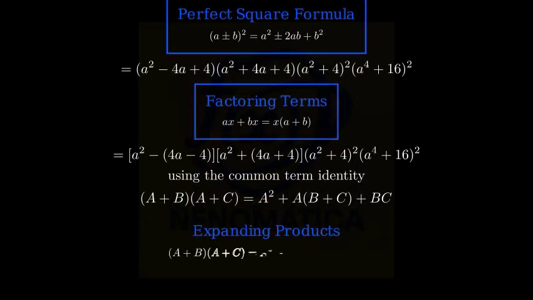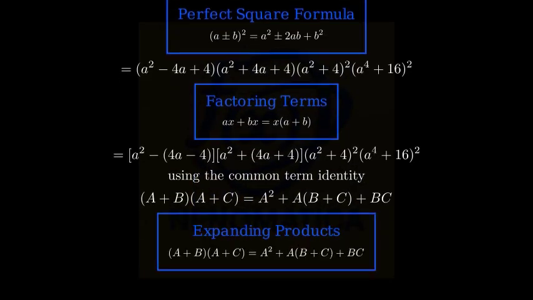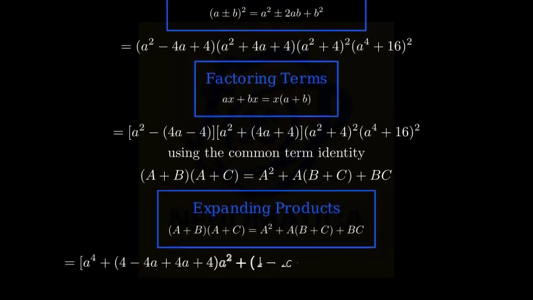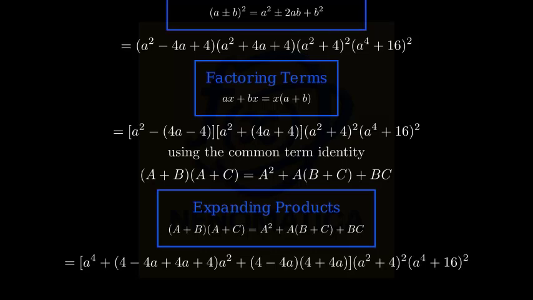In our case, we can identify a as a², b as 4 − 4, and c as 4a + 4. After applying the identity, we get a⁴ + (4 − 4a + 4a + 4)(a² + 4) − 4(4a + 4)(a² + 4)(a⁴ + 16²).